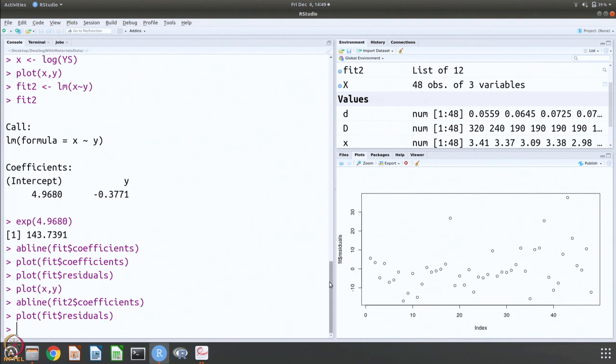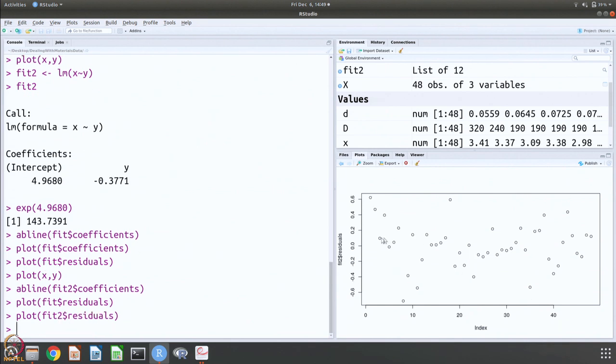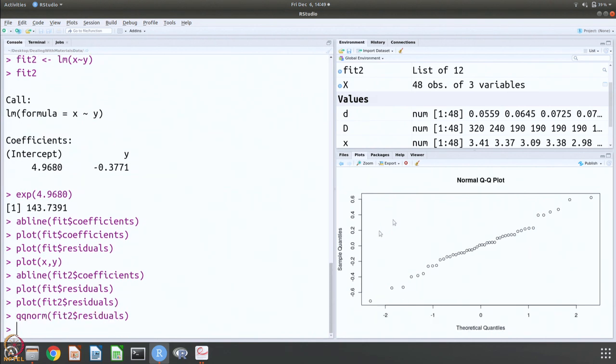Okay, so fit2. So you see that it is about 0 on either side. This is again normally distributed, probably normally distributed. We can look at the QQ norm. So this certainly seems to be the error now seems to be normally distributed.